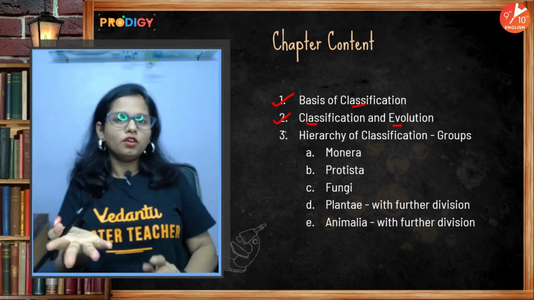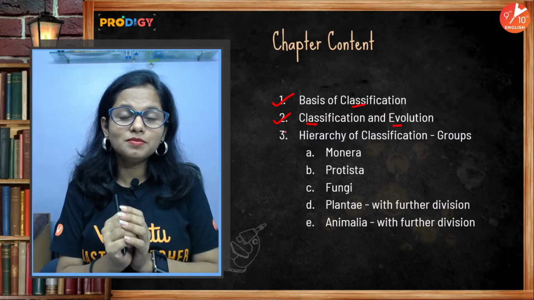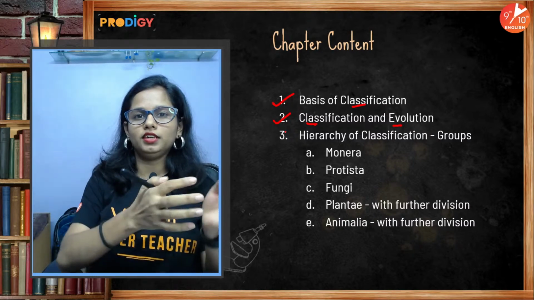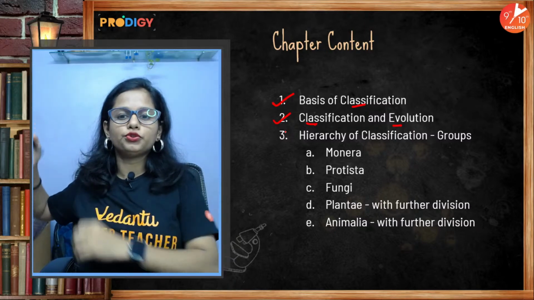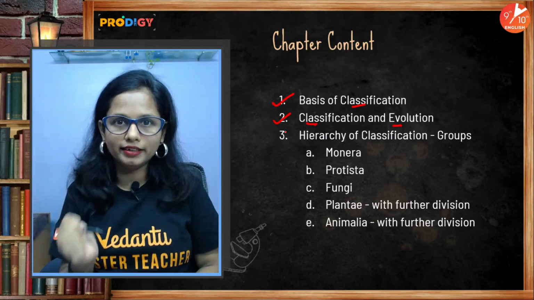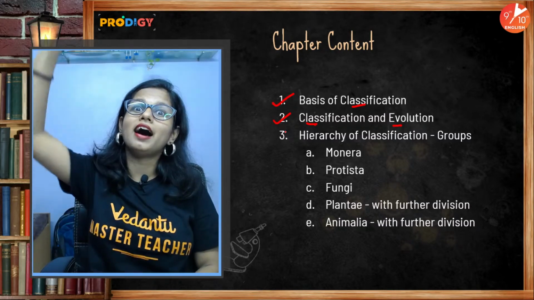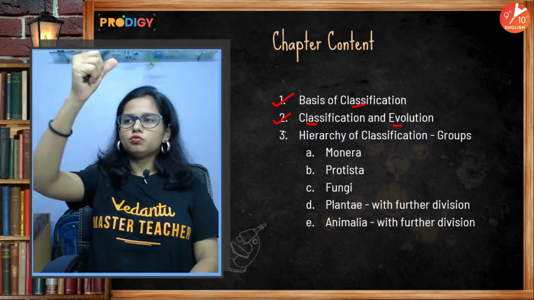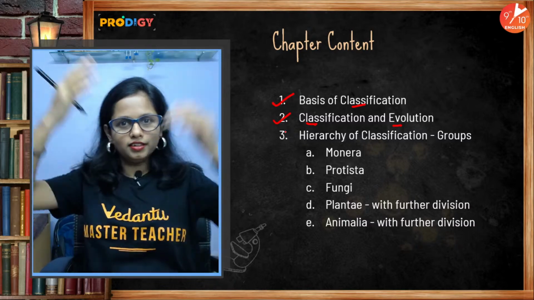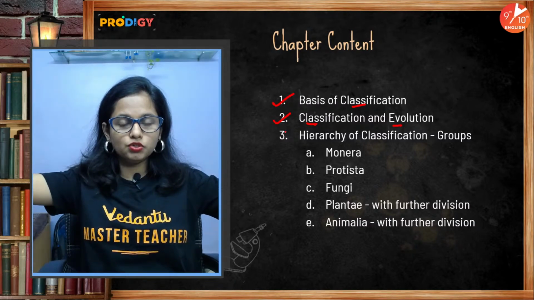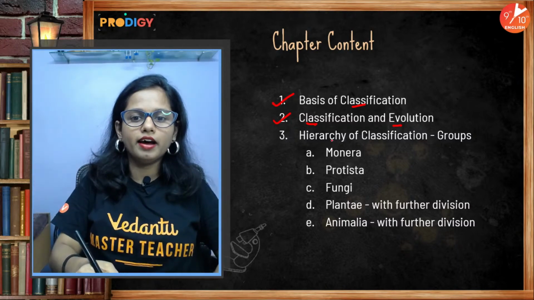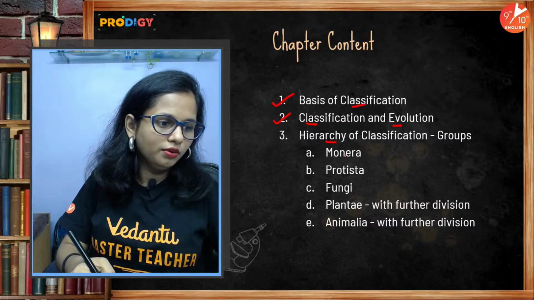And then when organisms are being classified, they are grouped and regrouped in various categories. So we are going to study those categories. We are going to understand the hierarchy, how they are being classified. Like the smallest unit is species, and the largest one is the kingdom, right? So yeah, we are going to study the hierarchy of classification.